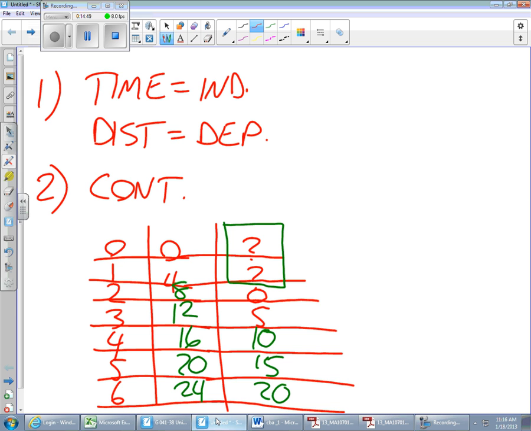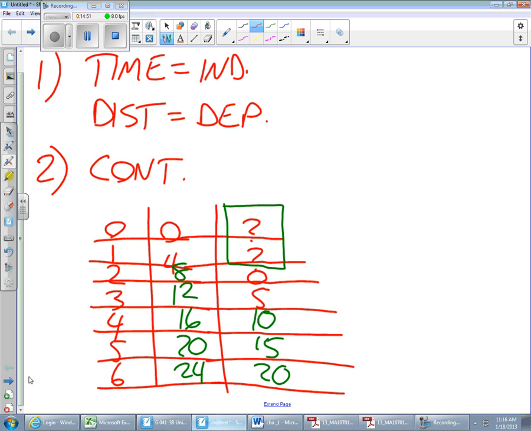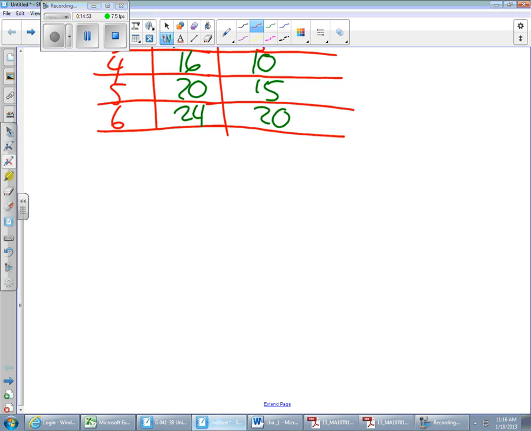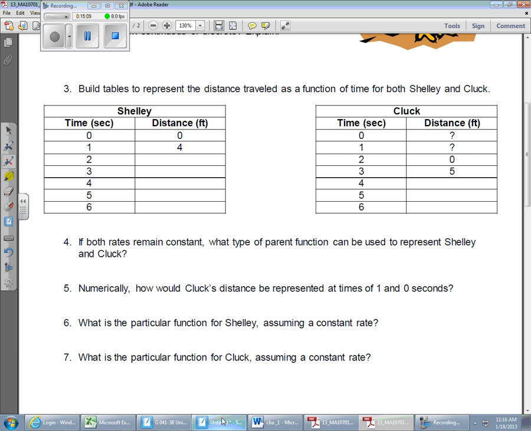Okay, so question number 4. I'm out of space here on my board. Let's see if I can find some more. Okay, question number 4, linear. Okay, that is a linear function. It's not a linear parent function because it's got some particular values that are doing some different things to the graph, but it is a line. Its parent function would be a line.